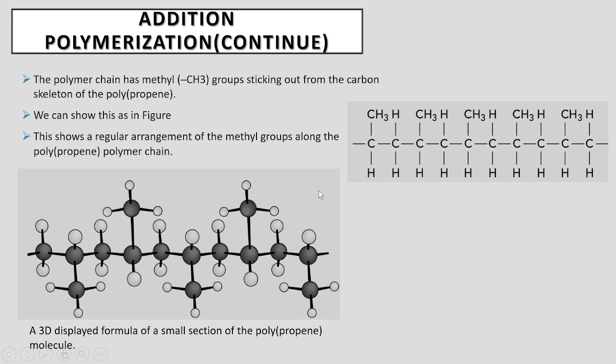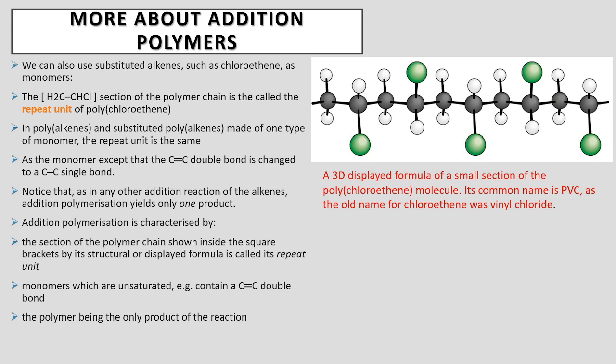In the addition polymerization like this one, you can see here this is also showing the addition polymerization of a small section of the polypropene. So in this way, a large number of different kinds of plastics can be formed just by adding up the monomers, and this is known as polymerization.